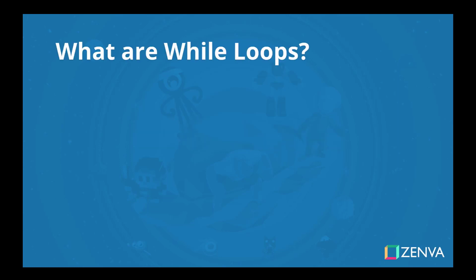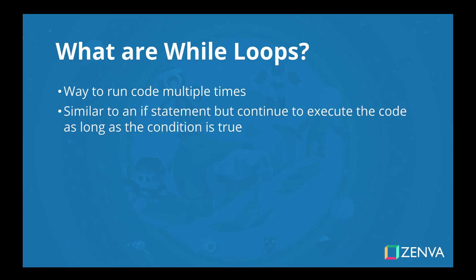So what are while loops? Well, while loops, or loops in general for that matter, provide a way to run code multiple times. Essentially, we write the code once, we execute it, and it continues to run over and over again until some condition is met. Now, while loops work very, very similar to an if statement. We perform a test, and we execute some code if that test returns true.